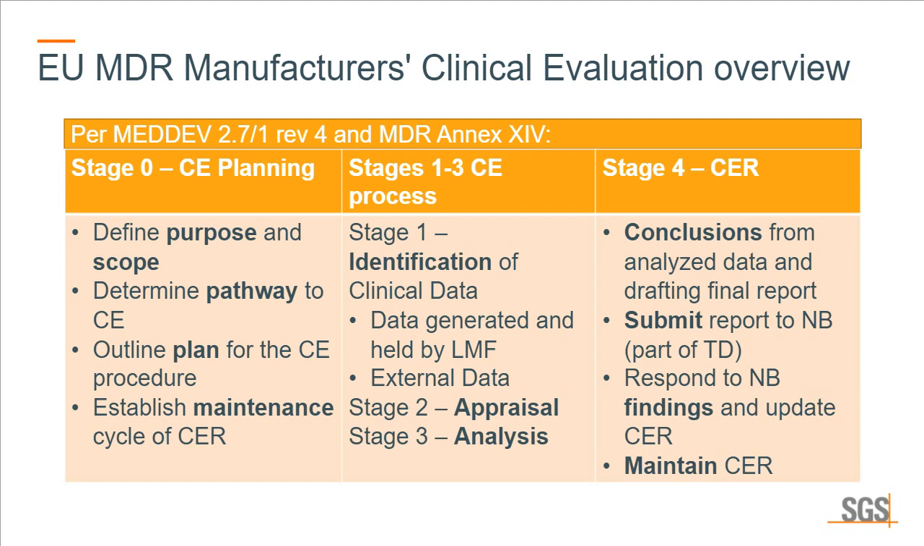So the main task items in the planning phase: the manufacturer needs to define the purpose and the scope of the clinical evaluation. They have to determine the pathway to clinical evaluation. In this case, you have to decide what sources you are going to use. I've seen manufacturers who at this point already exclude even the possibility that they will need to do clinical investigation, which I think is a little bit too early because you have to see what else you find. We are going to talk about that later.